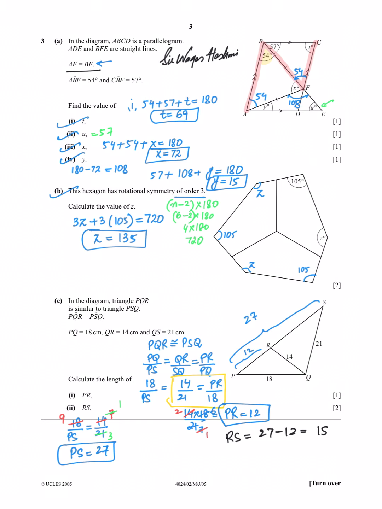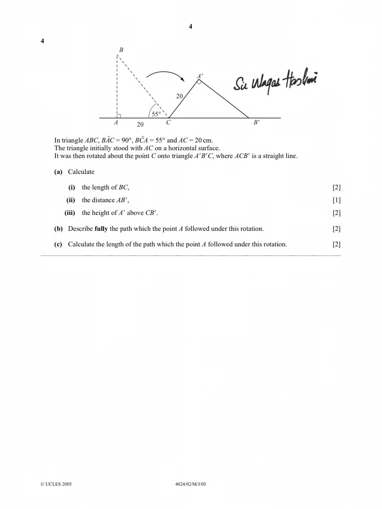Question number 4 from the topic trigonometry. It says in triangle ABC, BAC is 90, BC is 55, and AC is 20. The triangle initially stood with AC on a horizontal surface. You can see that. It was then rotated about the point C onto the triangle A dash, B dash, and C, where ACB dash is a straight line. Calculate the length of BC. So you have the same triangle, but you just tilt the triangle in that direction.